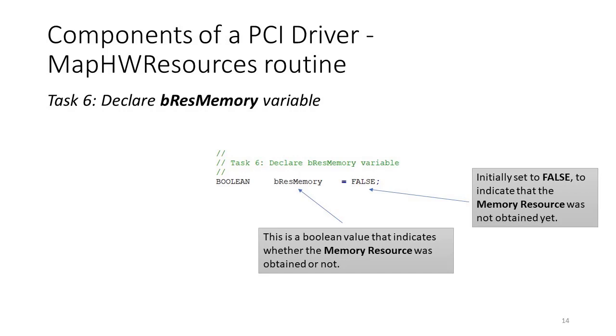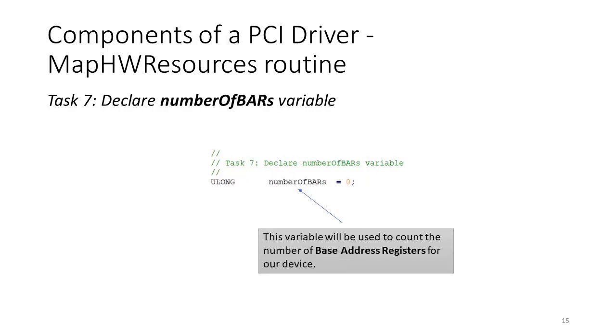Initially set to false, to indicate that the memory resource was not obtained yet. Task number 7, declare the number of bars variable. This variable will be used to count the number of base address registers for our device. It is initially set to 0.